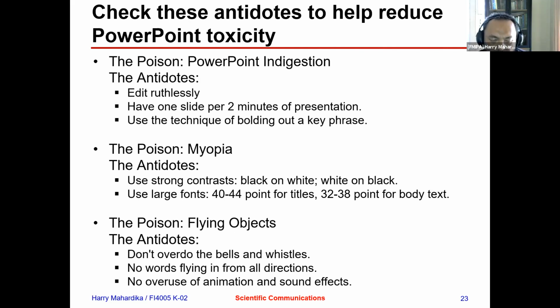And then flying objects. It means don't put too many animations when you have the transition of points in your presentation. Don't overdo the bells and whistles, especially during your final project defense. Do not use animation with voice. I'm not talking about a video or animation of the study itself, but the transitional effects.